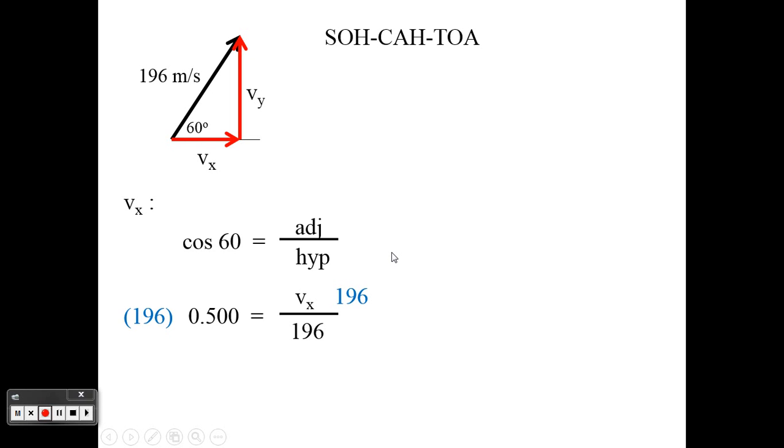Multiplying each side by 196, we get an answer of 98 meters per second. Now let's calculate V sub y. V sub y is the opposite side. Opposite and hypotenuse are related by the sine function. So the sine of 60 is equal to the opposite over the hypotenuse.